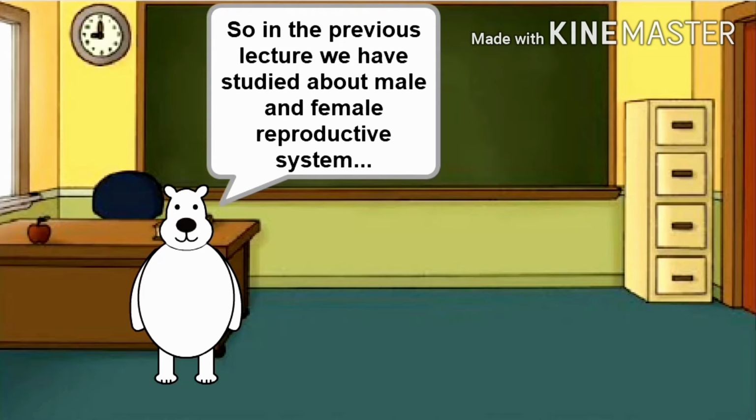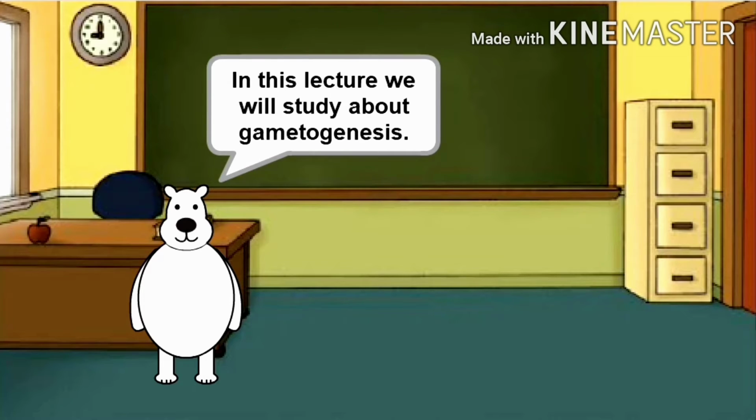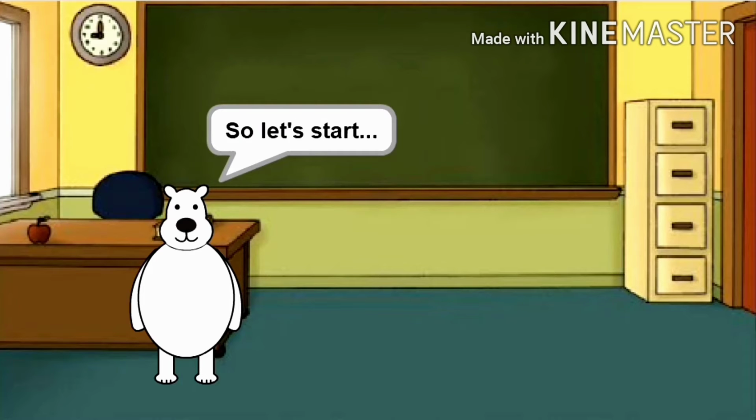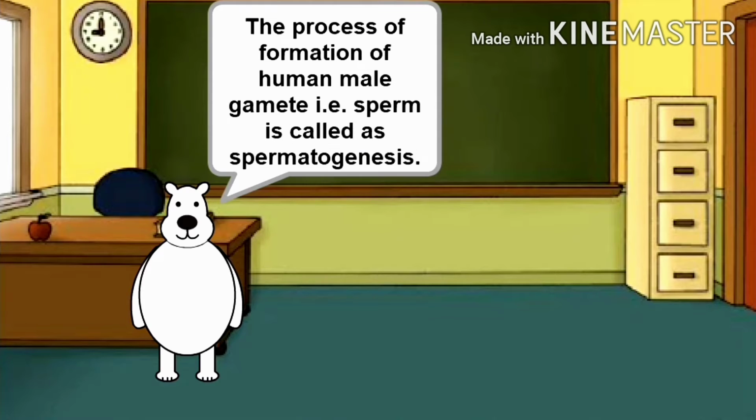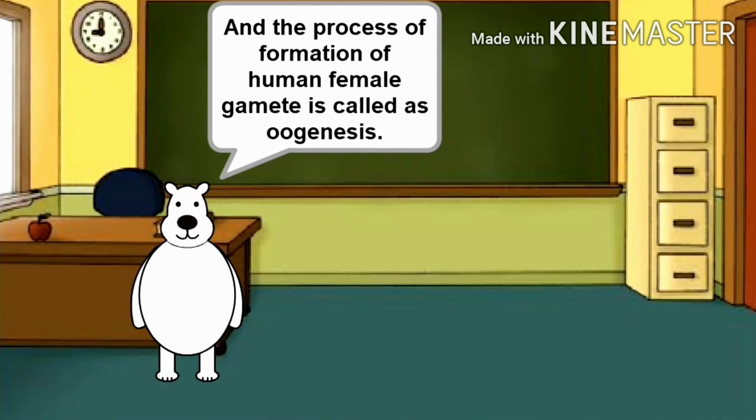So in the previous lecture we have studied about male and female reproductive system. In this lecture we will study about gametogenesis. So let's start. Gametogenesis is the process by which gametes are formed. The process of formation of human male gamete, that is sperm, is called spermatogenesis, and the process of formation of human female gamete is called oogenesis.